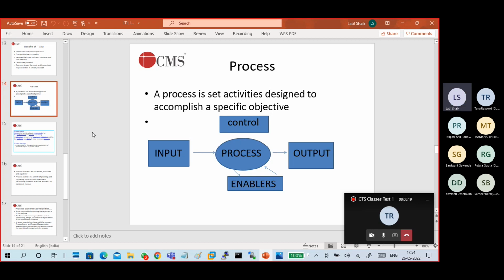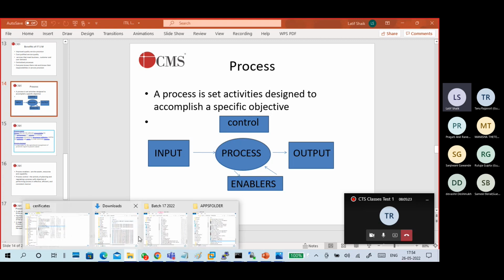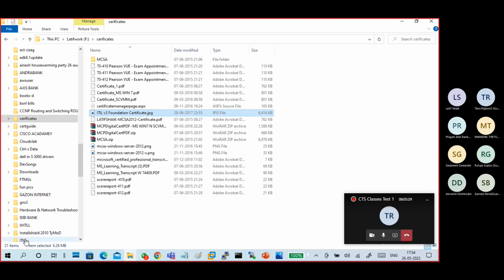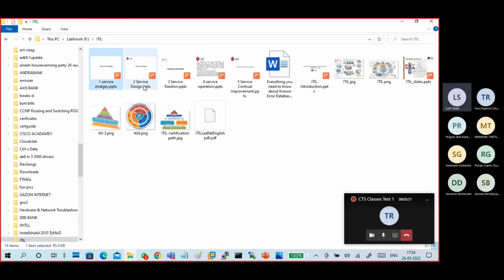This is just an introduction, guys. Originally there are 5 PPTs we should discuss. I'm in the F drive only, so no problem. This is ITIL: strategy, design, transition, service management, improvement. Tomorrow I will tell about the service management part, but before that I will go through all the life cycles once, if possible.